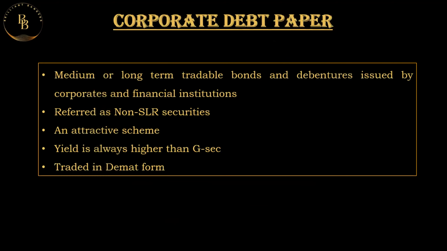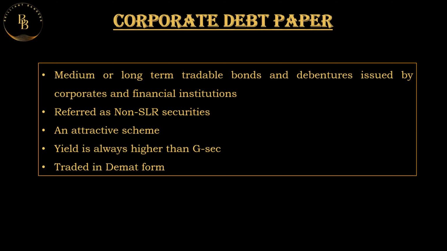What is a corporate debt paper? It is issued for a period of medium or long-term tradable bonds and debentures that are issued by the corporates and the financial institutions. We can define it as a debt instrument issued by companies to raise capital. These can take various forms such as debentures, bonds, and other debt securities. The different types of corporate debt papers are debentures, bonds, and commercial papers.